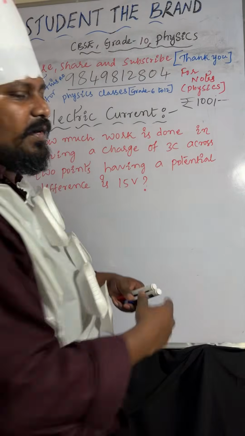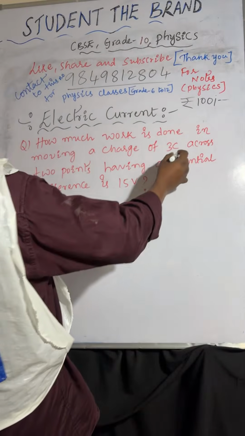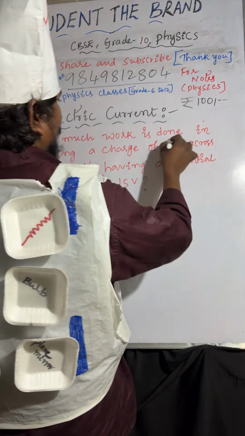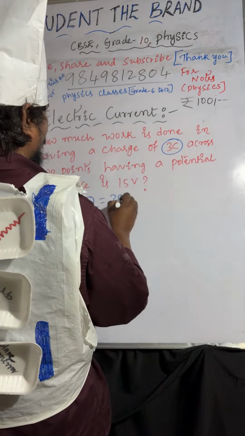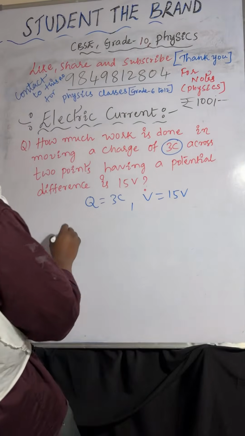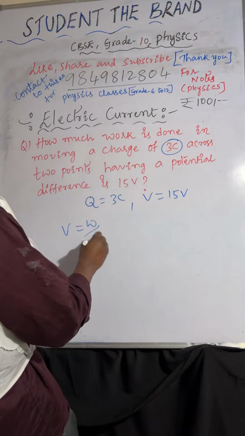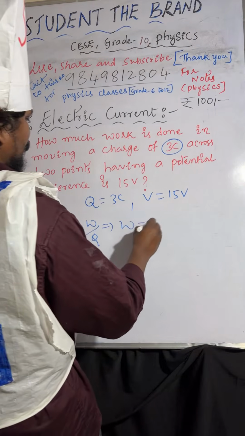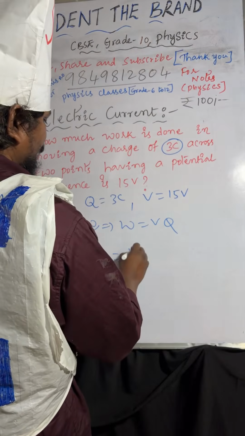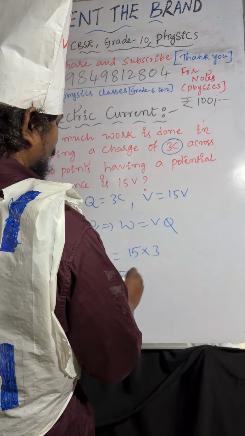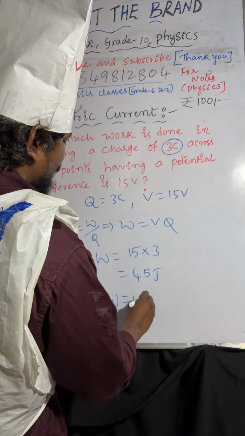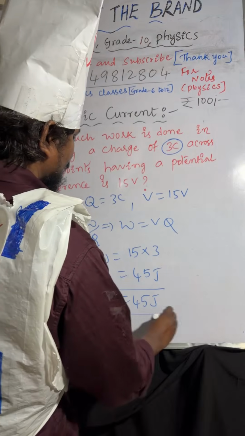So the correct answer is 45. How? Charge Q is given as 3 C and potential difference is 15 volts. So V equal to W by Q, W equal to V into Q. So W equal to 15 into 3, so 45 joules. W equal to 45 joules is the correct answer.